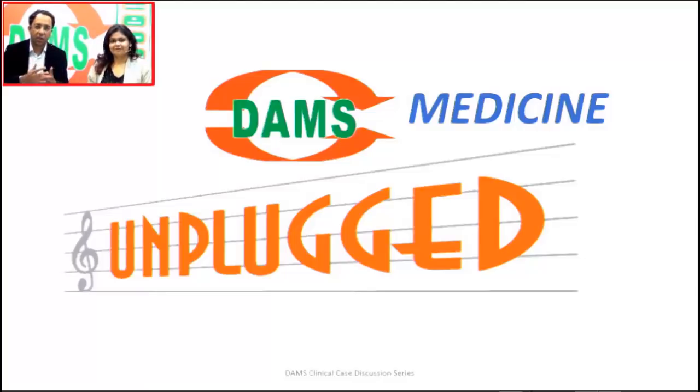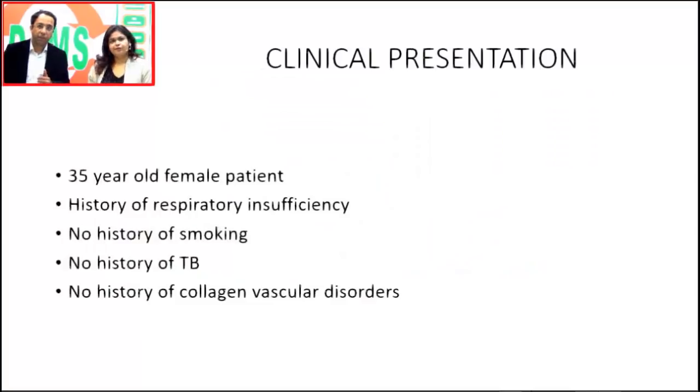Like you have seen in the past, we have done a lot of radiopath series on YouTube. You can actually scroll back and see more of our videos on this approach. Now today we have chosen a case of a 35-year-old female patient. She came to us for a CT scan of the chest because of the history of respiratory insufficiency.